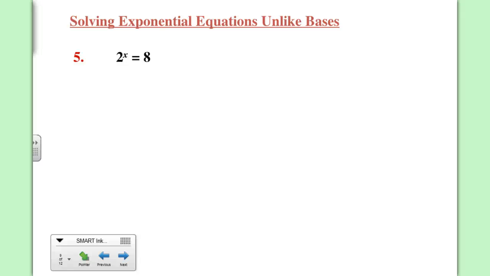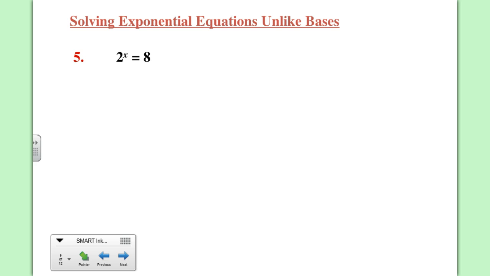Hey Math 30-1. So we continue our applications of exponential and log functions. This is part 2 of that first PowerPoint lesson. And so we're solving exponential equations where we don't have the same base.